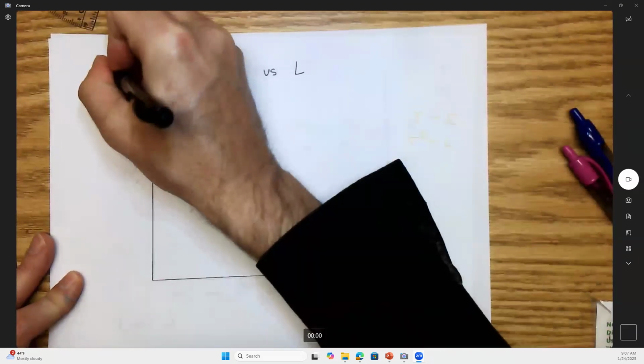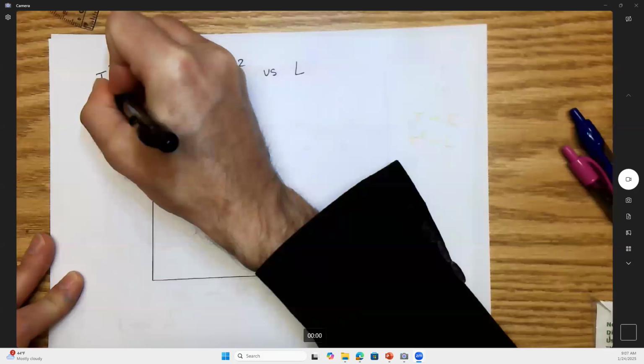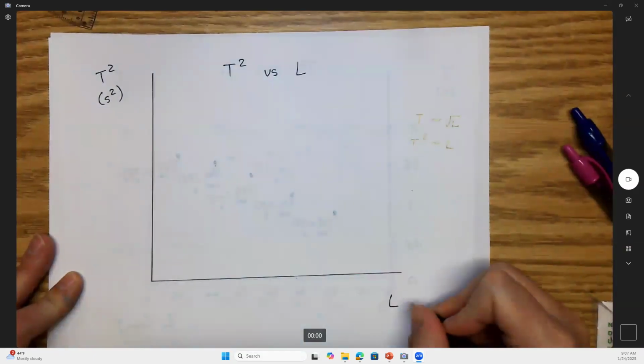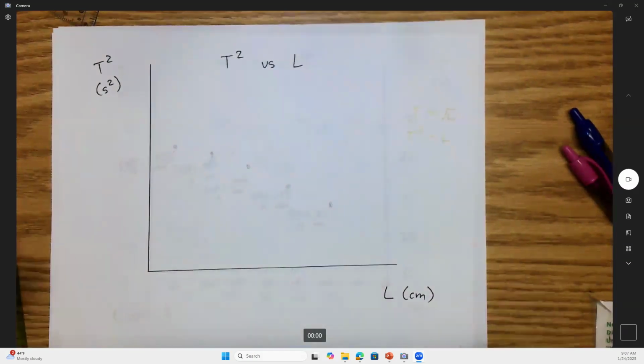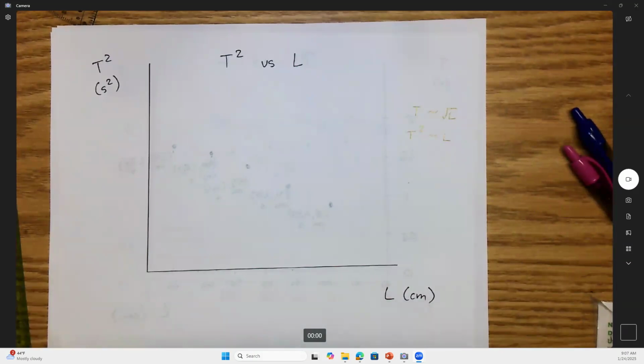So let's put time period squared here. All right, now we're in abstract land because it's got square seconds. I'll do length in meters or centimeters. I'm really looking for a proportional relationship. So whether you do meters, centimeters, or inches for that matter, it should line up in a straight line. It goes through the origin. Let's see if that's true.